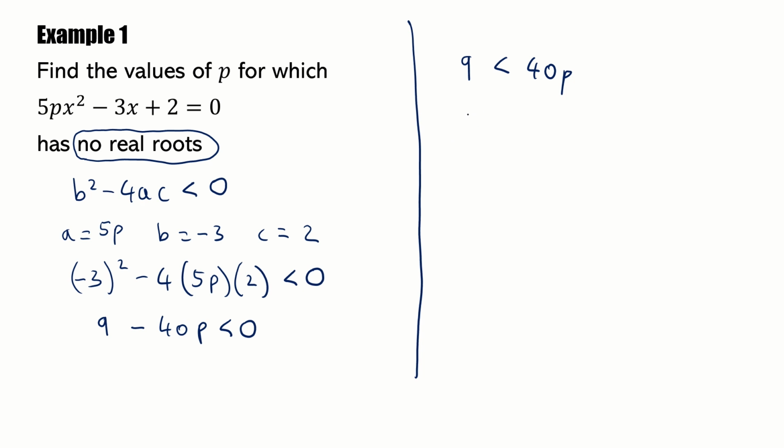And then we are allowed to divide both sides by 40 to realize the left hand side become 9 over 40. And then because we divide both sides by a positive number, the inequality sign doesn't change. So the final solution is p is any value greater than 9 over 40. That would result in our equation being an equation that's got no real roots.